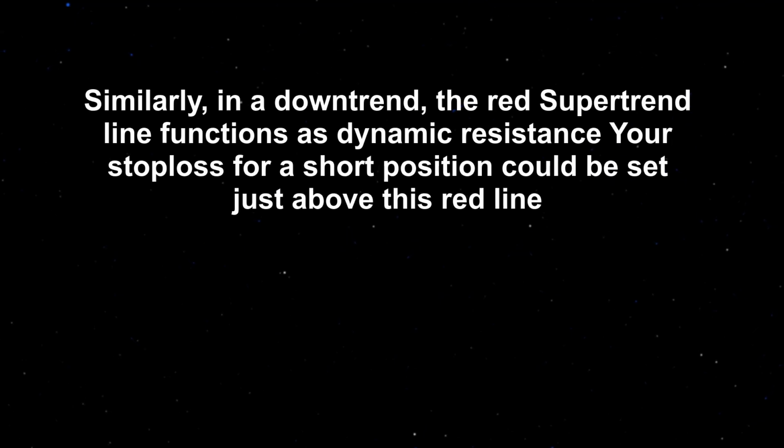Similarly, in a downtrend, the red Supertrend line functions as dynamic resistance. Your stop-loss for a short position could be set just above this red line.